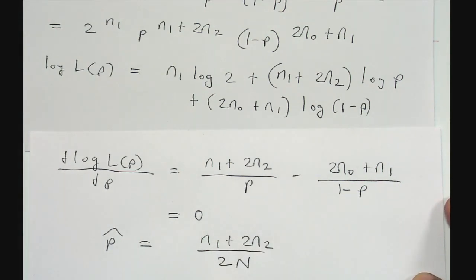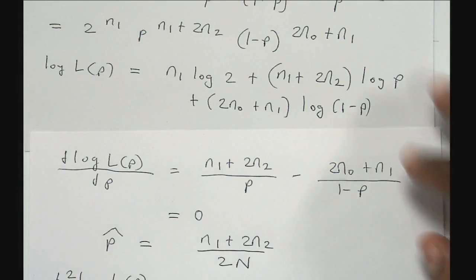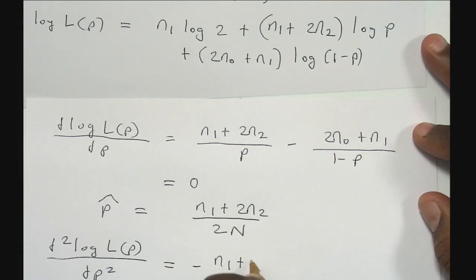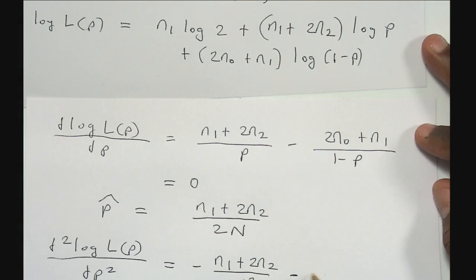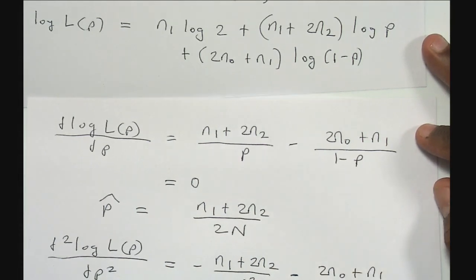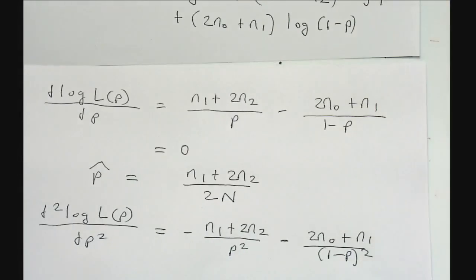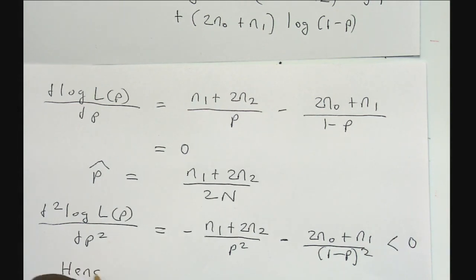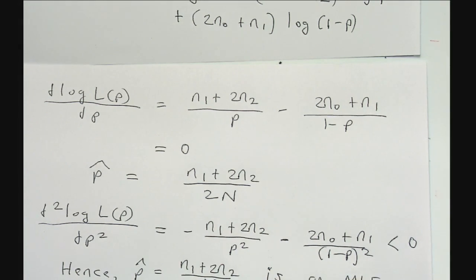Now, to make sure that this is an MLE, you need to do the second order derivative, which is, the second order derivative will be minus n1, all right, this is the second, which is obviously a negative number because you have a negative here and a negative here, and these are positive terms, and therefore the whole term must be negative, right? Hence p hat equal to, it's an MLE.